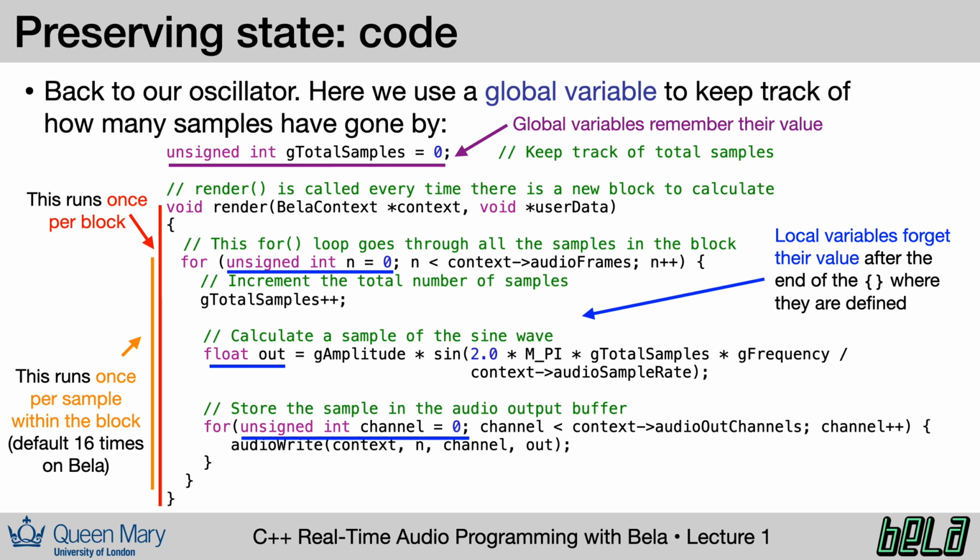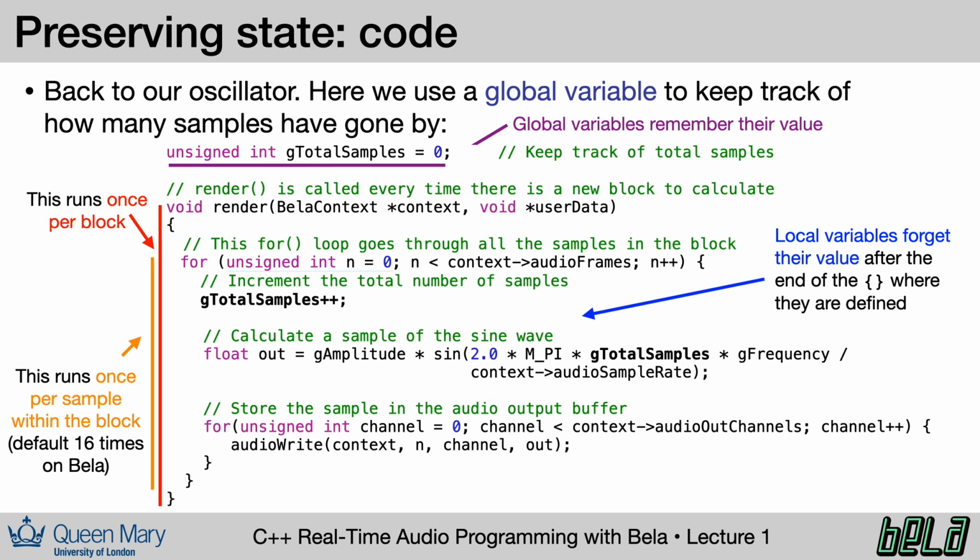So we're going to use gTotalSamples to remember the total number of samples that have gone by since the beginning of the program. Now, there's a couple key bits of code here that are using and updating gTotalSamples. You can see that in the sine calculation, instead of using n to compute the phase, we're using gTotalSamples, because this is going to remember its values over time. But then also notice that we have to, inside this loop, write this line, gTotalSamples++.